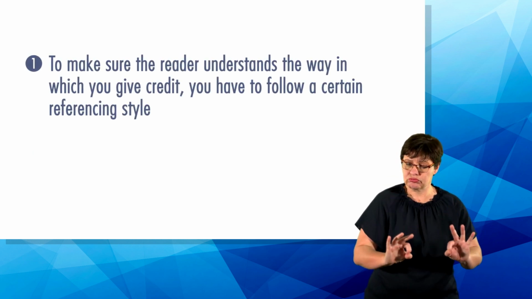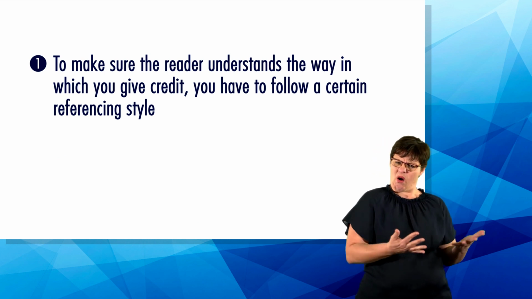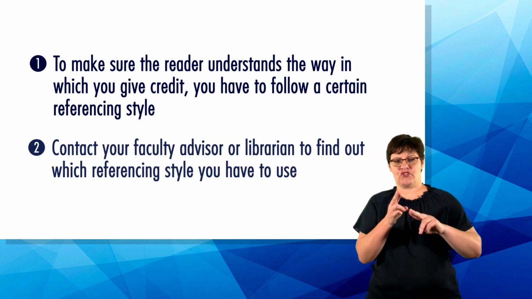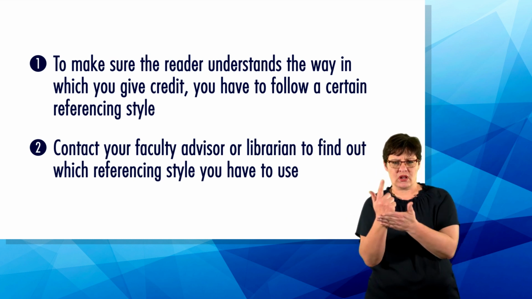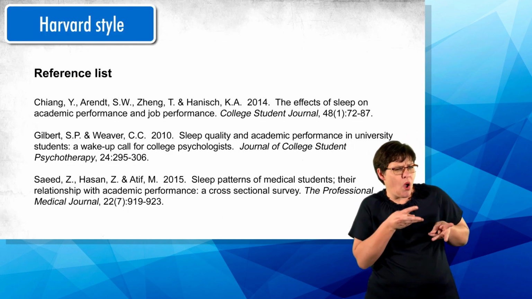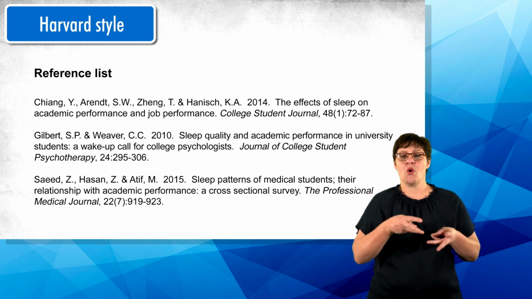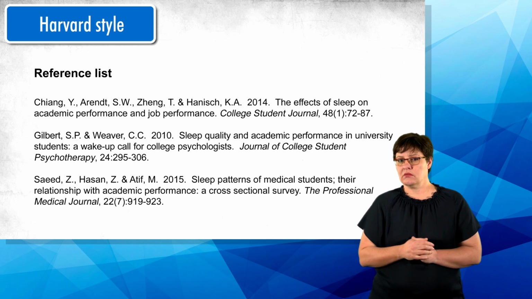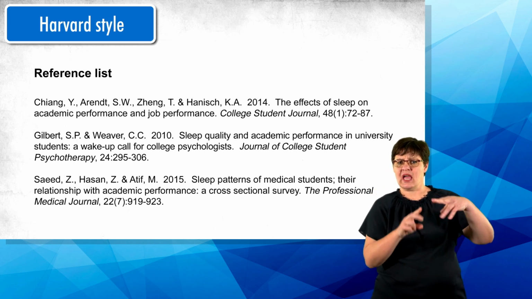To make sure the reader understands the way in which you give credit, you have to follow a certain referencing style. Contact your faculty advisor or librarian to find out which referencing style you have to use. According to a version of the Harvard style, the reference list entries will look like this. Note that the entries are in alphabetical order, according to the first author's surname.